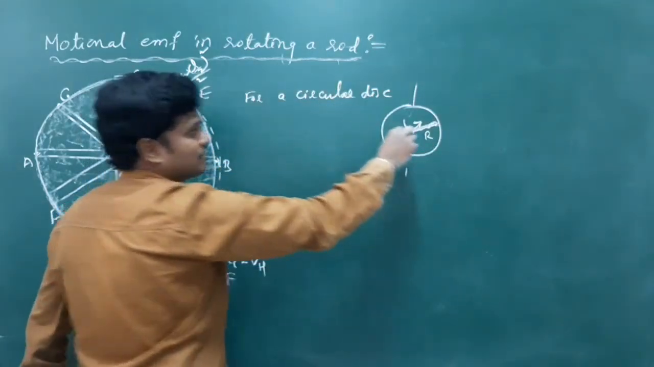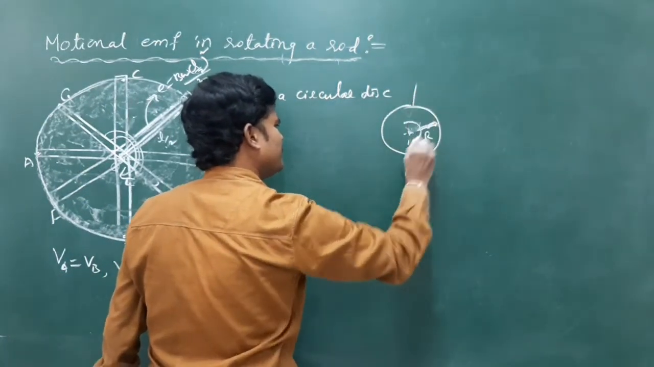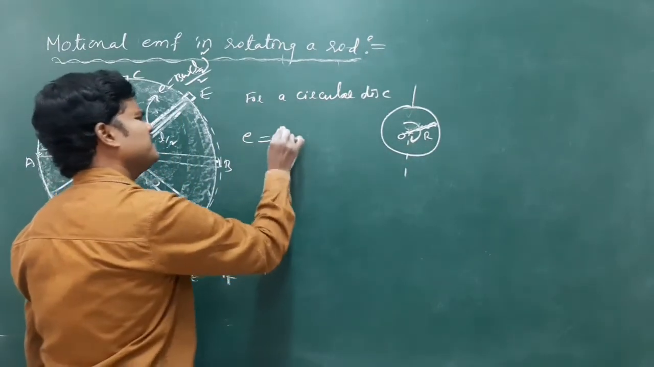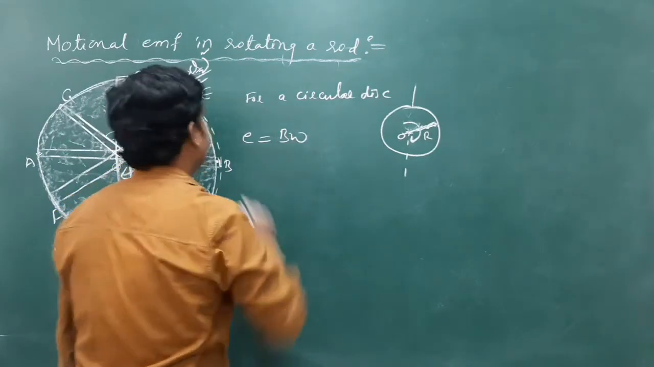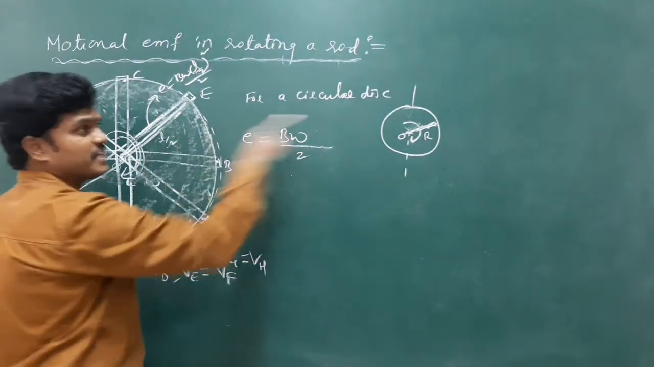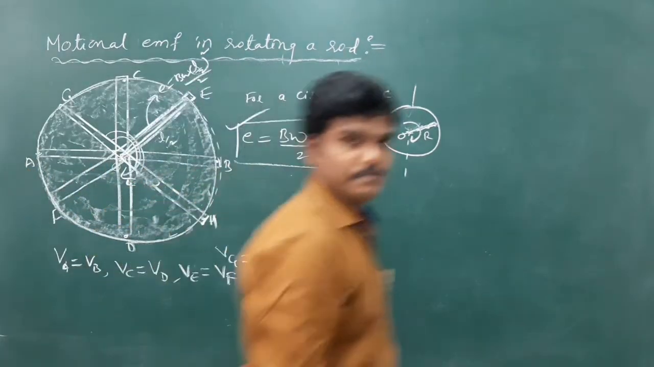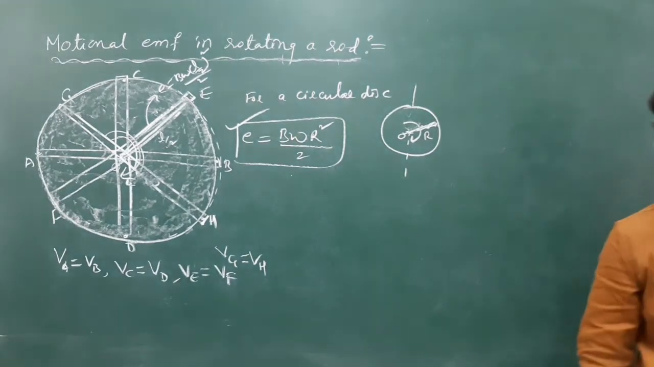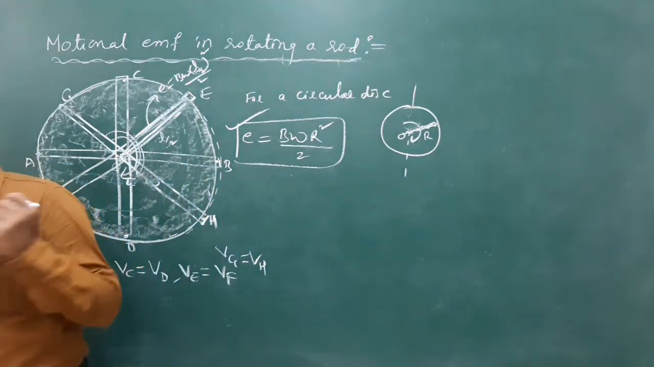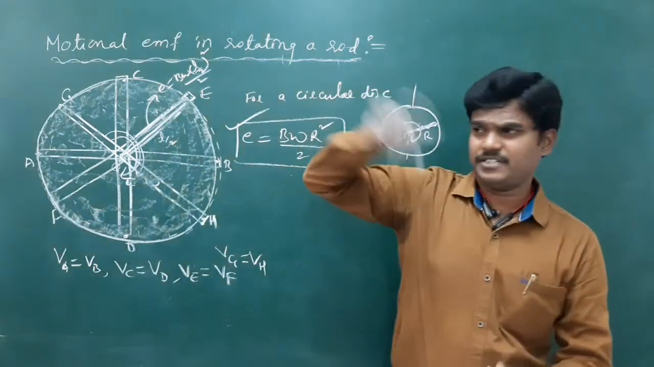So the R rotates. For a circular disc rotating about a fixed point, perpendicular to the plane, the EMF in this case is B omega (L by 2) whole square by 2, so B omega L square by 2. Here L is nothing but L by 2, but here L is nothing but R. So for a circular disc, you can write directly B omega R square by 2. This is the motional EMF for a circular disc rotating about its center perpendicular to the plane. It's rotating like this.